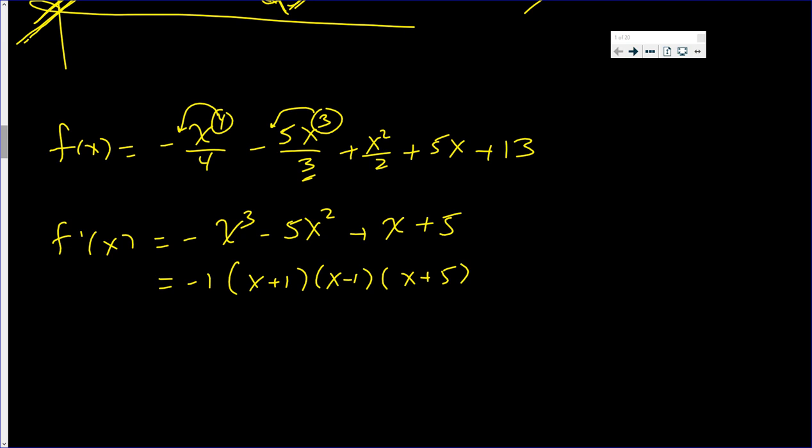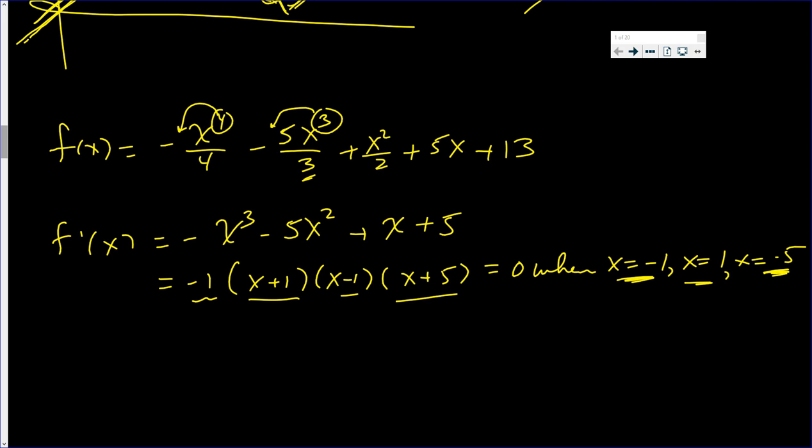Okay. Now, let's see what's going on. Well, this is equal to 0 when, well, the first factor is never 0. This is 0 when x is negative 1. This is when x is 1. And this is when x is negative 5. That's the smallest, that's the middle, that's the largest.